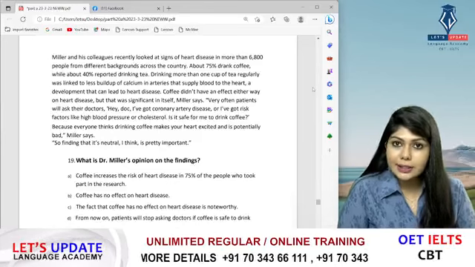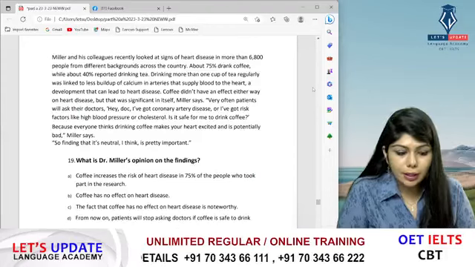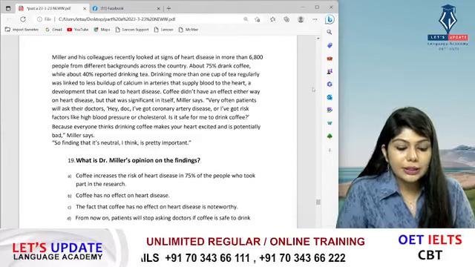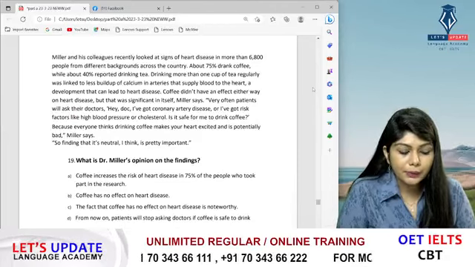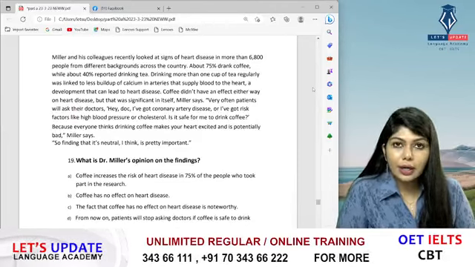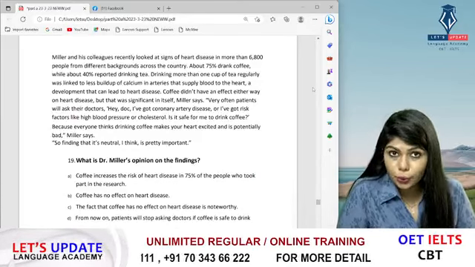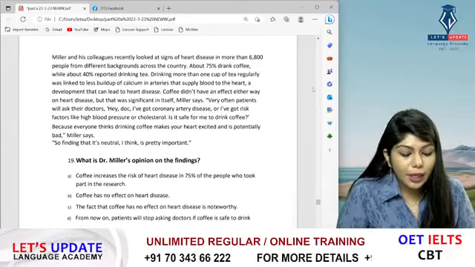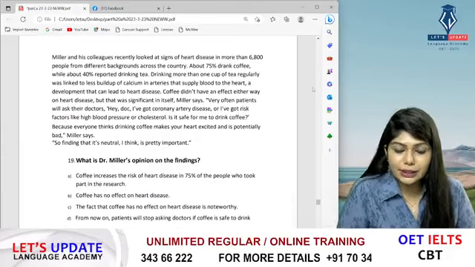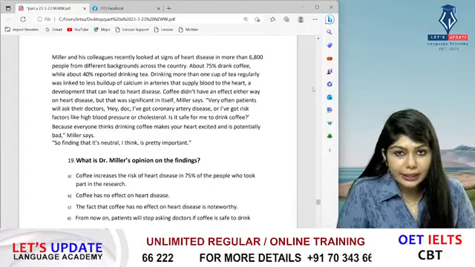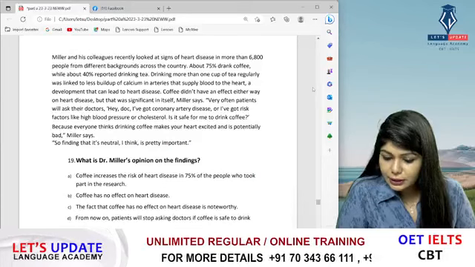So now let's look at the question. What is Dr. Miller's opinion on the findings? The options are: option A, coffee increases the risk of heart disease in 75% of the people who took part in the research. B, coffee has no effect on heart disease. C, the fact that coffee has no effect on heart disease is noteworthy. Option D, from now on, patients will stop asking doctors if coffee is safe to drink. Okay, so you can put in your choice of answers in the comment section on Facebook.